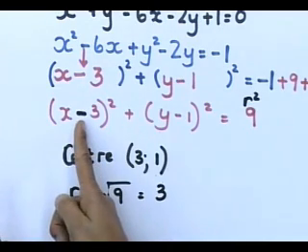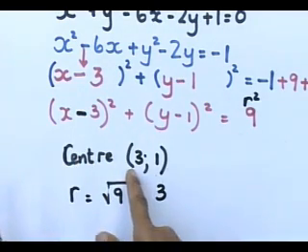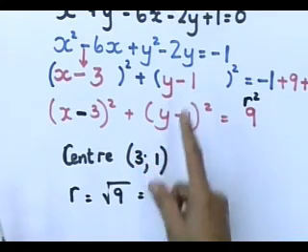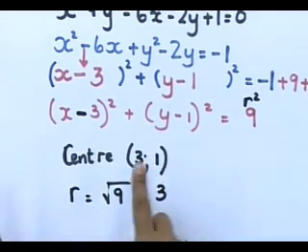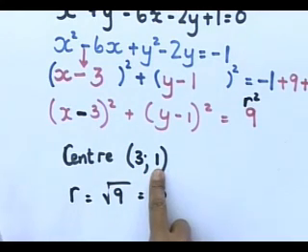Remember, if that was a plus, then your center would have been negative 3. If that was a plus, then that center would have been negative 1. Remember, this is the x coordinate of the center, and this is the y coordinate of the center. All right, so we have got the circle, and we've got the center now, which is (3, 1).